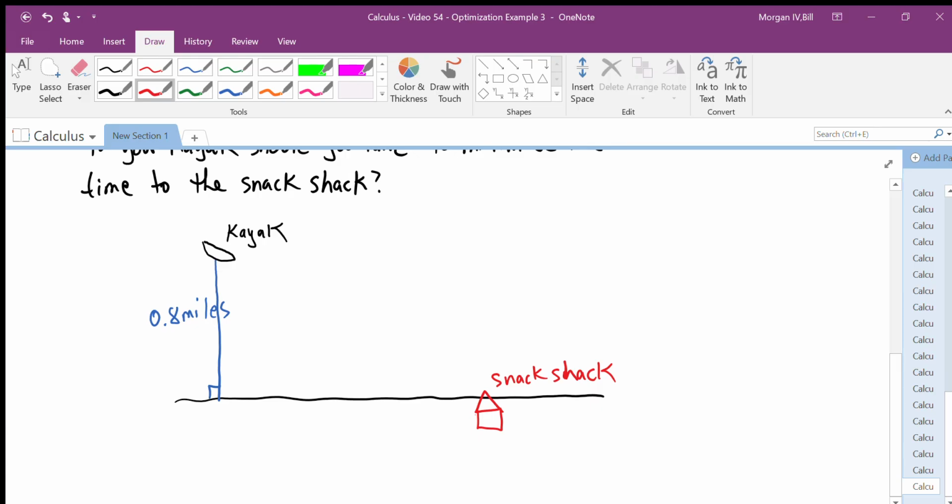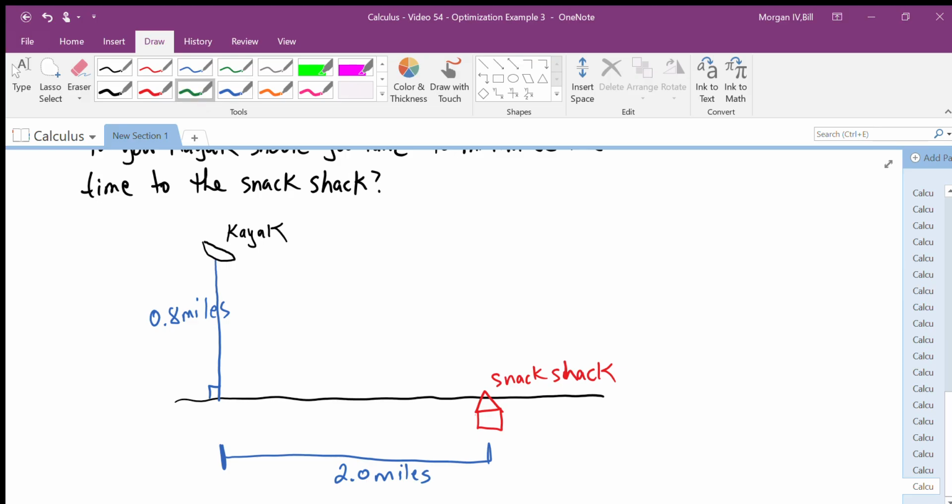On the shore. The question is, how should you go from your kayak where you are to the snack shack to minimize the amount of time it takes to get there? I didn't write the 2 miles, right? So from here to the snack shack is 2.0 miles. The part about this that's tricky is you can walk along the shore faster than you can kayak back. And so let me just give you some possible route options.